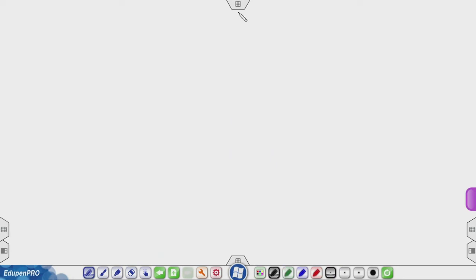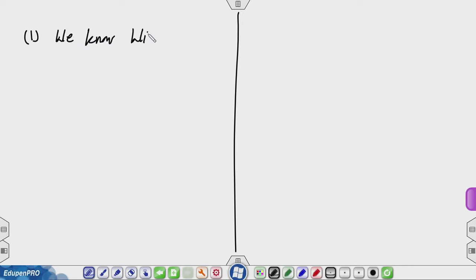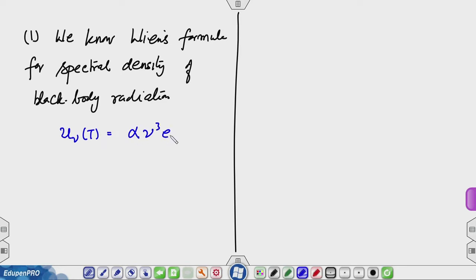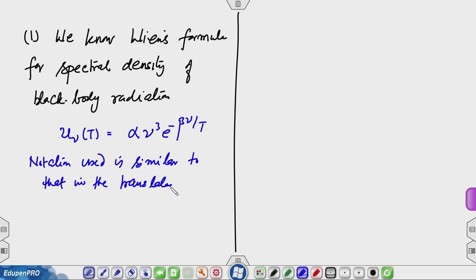So let's just recap what we know so far. One, we know Wien's formula for spectral density of black body radiation, and I'll use the notation in this paper, and using that I'm going to write U nu T is equal to some alpha nu cube e raised to minus beta nu over T. Notation used is similar to that in the translated paper.